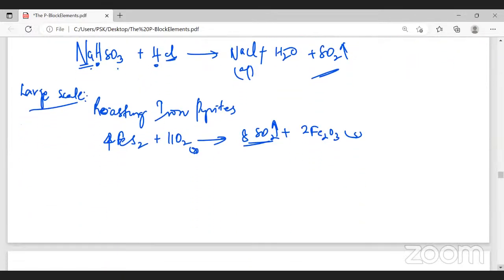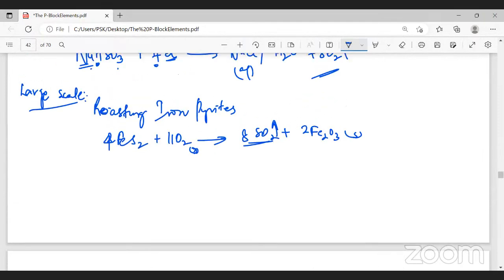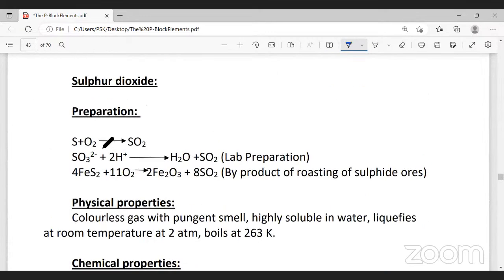Now, this is the preparation of sulfur dioxide. Now, we have to learn the properties of sulfur dioxide. See, the preparation I've given you: sulfur on burning with oxygen gives sulfur dioxide. Sulfite salts treated with acid give sulfur dioxide. In large quantity, it is prepared by roasting iron pyrites, that is iron sulfide.